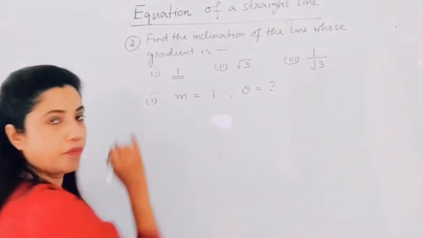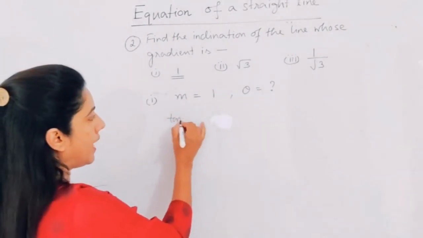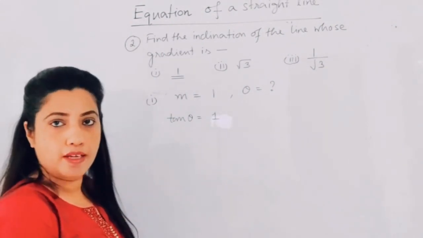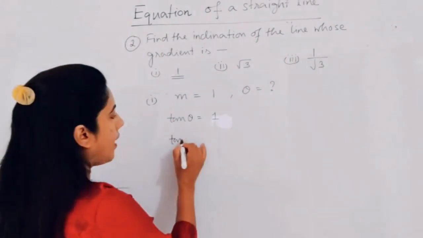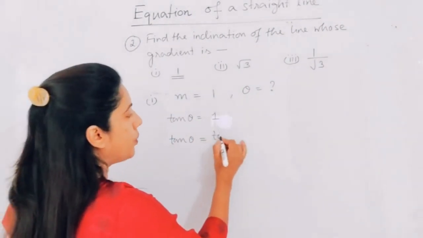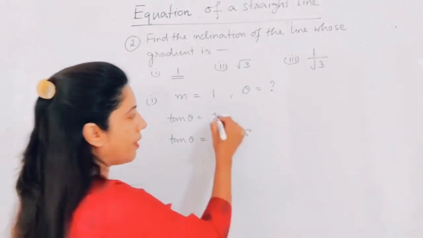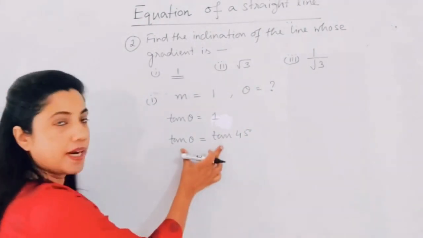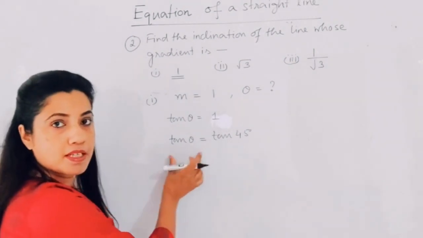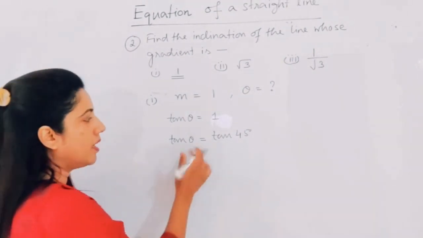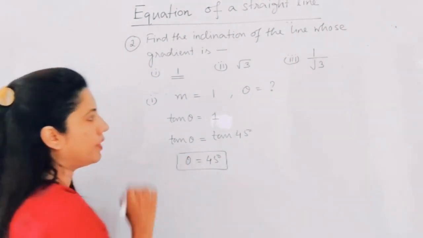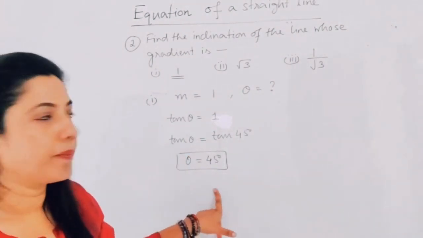So let us put the formula for m. M is equal to what? Tan theta. So tan theta is 1. Now think which value of tan is 1? It's tan 45 degrees. So tan theta is equal to, in place of 1, I should put tan 45 because tan 45 is 1. Now from both sides I can just neglect tan. Don't cut it like this because it is a whole angle, but you can neglect tan. So it will be theta is equal to 45 degrees. So the inclination of this is 45 degrees.